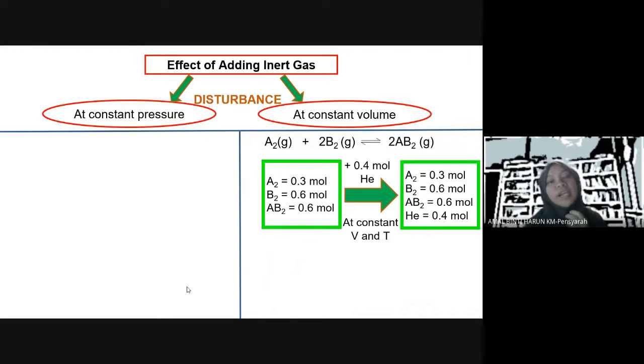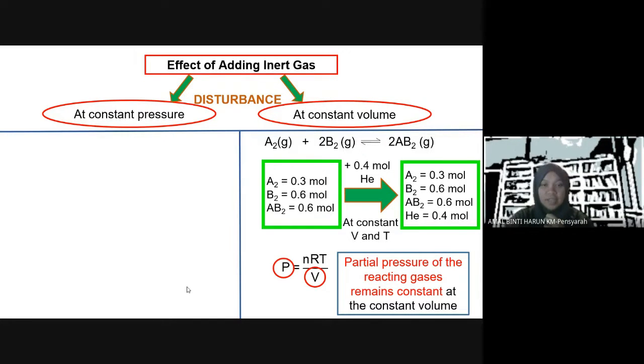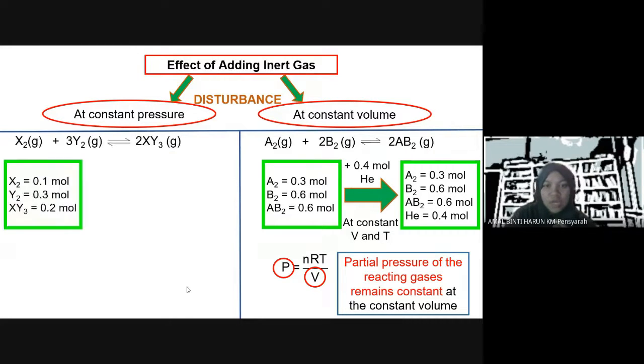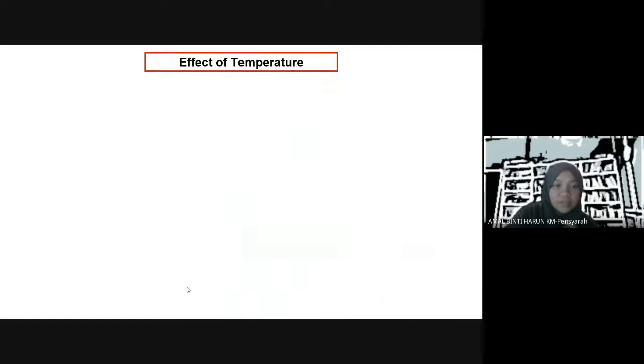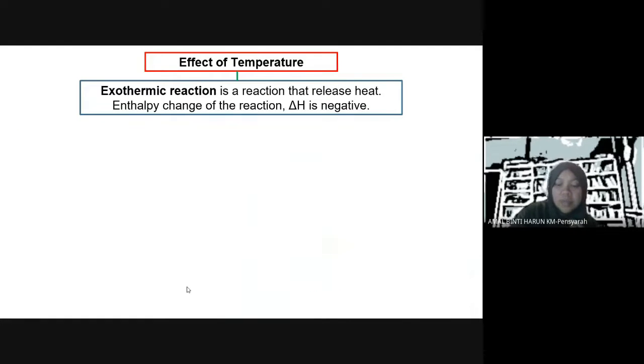Yang ni kalau constant volume, kalau pening sangat kan, at constant volume dia no change. Kalau adding inert gas at constant pressure, shifting to the higher number of mole. Itulah kalau kau pening sangat. Okay. So yang ni boleh tengok sendiri. Kalau bertambah explain, bertambahlah pening. So better untuk less word.